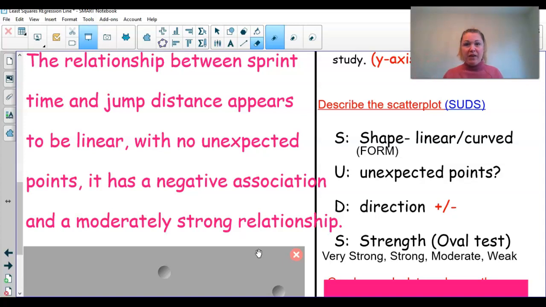Perfect. Now, if you're feeling a little uncomfortable, part 2 is coming, and that's where we're going to talk about something called the correlation coefficient. That's going to help us decide a little bit better about the strength of that relationship. I'll give you something a little more concrete. Remember, I did not discuss the oval test here. Remember that. All right, we'll see you guys for part 2.